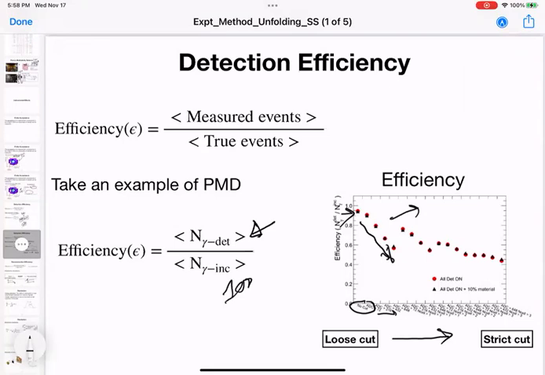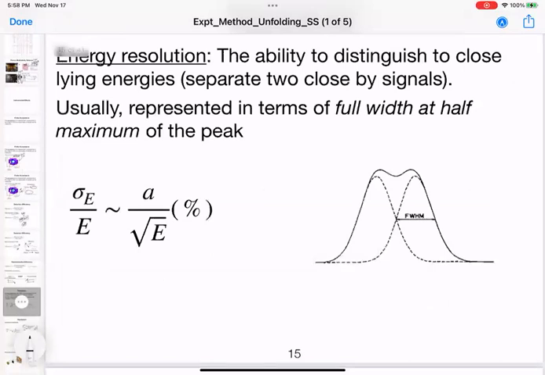So the next thing I want to talk about, which is also very important for the unfolding problem, is the resolution. We all have some basic idea of resolution, like when we use different mobile phones or different cameras, they have different resolutions depending on the pixel size, right? The basic definition of energy resolution is the ability to distinguish two close-lying energies. For example, if we have two signals, whether or not we can distinguish between those two signals is defined by this energy resolution. Usually we represent it by the full width at half maximum, or FWHM.